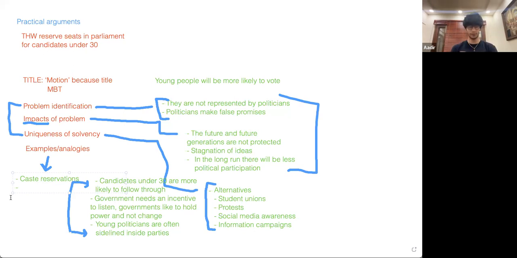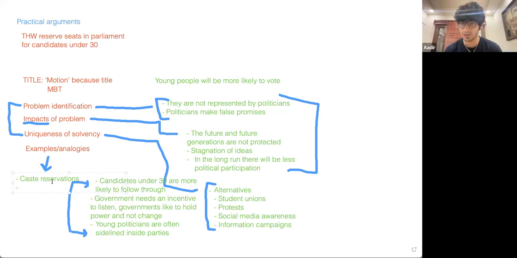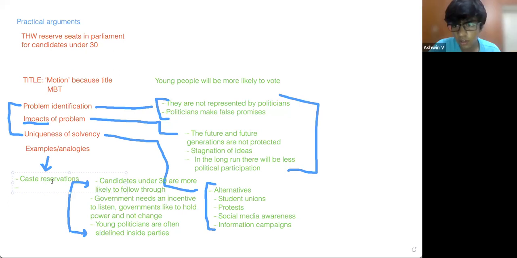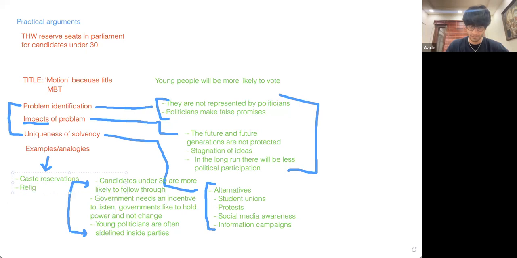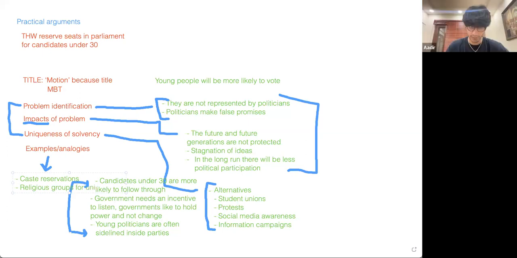I just wanted some titles of examples because we need to go to drill. Just quickly give me one or two more examples of where we reserve things. Religion, race. Sorry? Religion, race, all of those reservations. We have religious quotas in universities. Yeah, and I'm sure you guys have more examples.